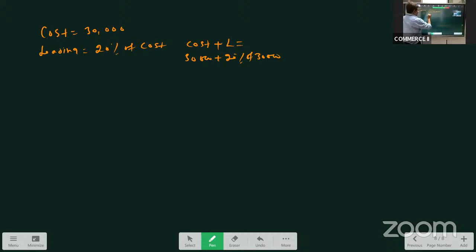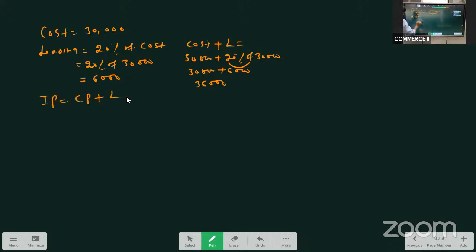That is 30,000. So 30,000 plus 20% of this is 6,000. So what is the invoice price? 36,000. Hope you understood this. It is 20% of cost, which means 20% of 30,000, which is 6,000. So invoice price is equal to cost price plus loading. Cost is 30. Loading is 6. 30 plus 6 is 36,000. Right? This is the invoice price. This is the cost price. This is the loading amount.